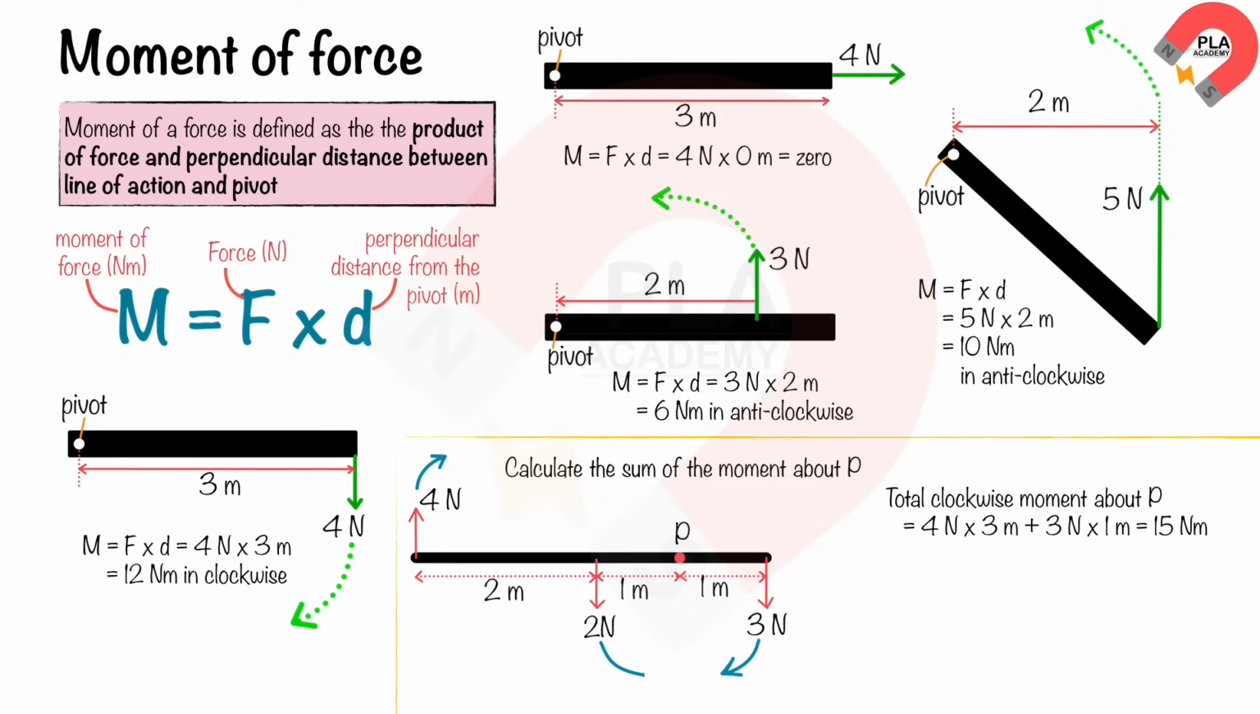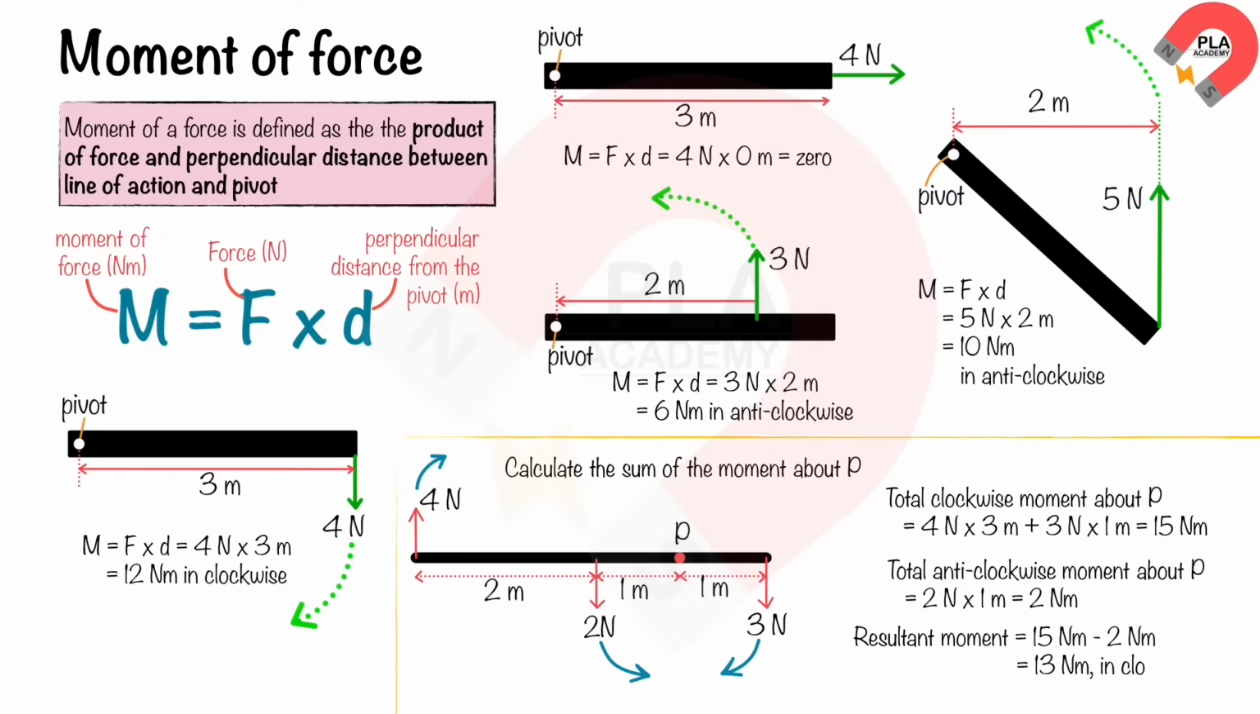Anticlockwise moment about P is caused by only the 2 newton force, 1 meter from P. So, anticlockwise moment equals 2 times 1, equal to 2 newton meters. You see that the total clockwise moment is larger than the anticlockwise moment, so the resultant moment equals 15 minus 2, equal to 13 newton meters clockwise.